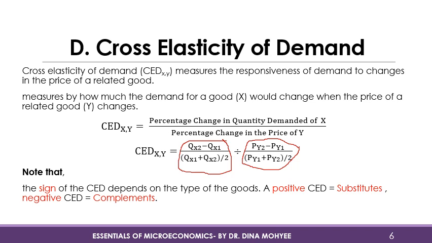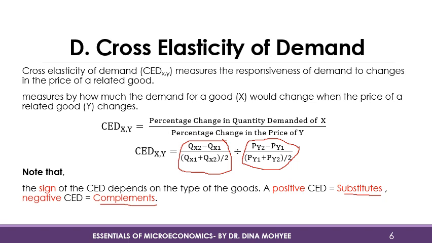Okay? But what about the sign of the cross-elasticity of demand? The sign could also be positive or negative. A positive cross-elasticity of demand indicates that the two goods are substitutes, while a negative cross-elasticity of demand means that the two goods are complement goods. However, if the cross-elasticity of demand equals 0, it means that the two goods are unrelated goods, meaning that the change in the price of one good does not affect the demand for the other good.